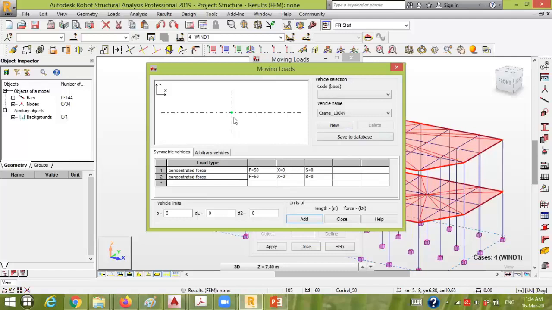Between them, along the X direction, we have 1 meter, 0 to 1, 0 to 1, and the spacing, maybe 10, just for a trial load, maybe it's equal to 10, I don't know. I have to check in my software what's the distance in the vertical direction between the end of the corbel to the end of the corbel.